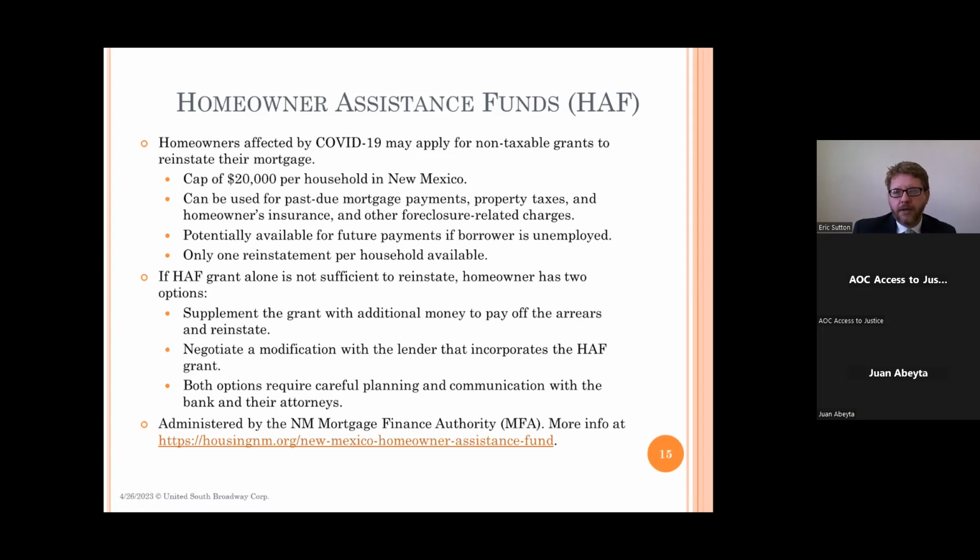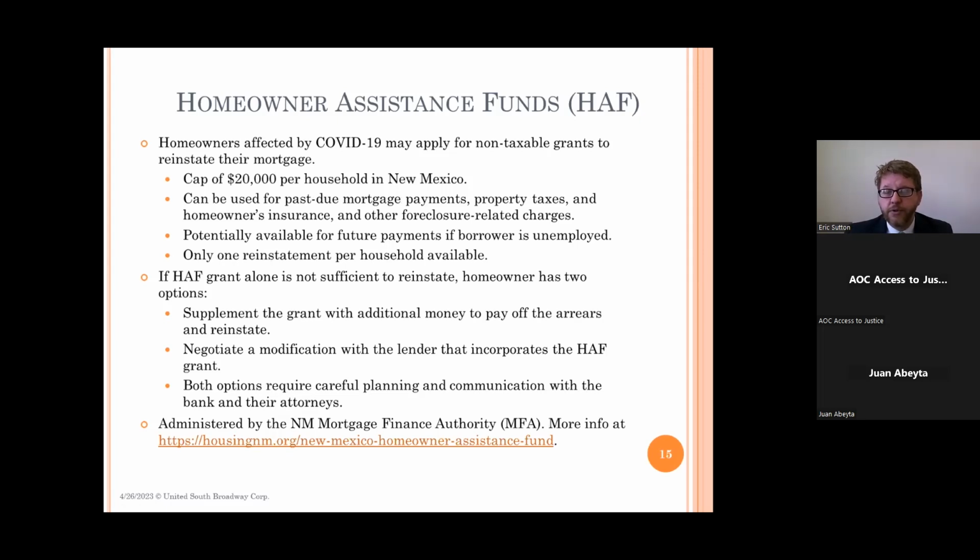We also, as part of some of these options, now have the Homeowner Assistance Fund program. It's a federal program. Homeowners can apply for non-taxable grants to catch up on their mortgages. Usually it's just to reinstate. There's a cap of $20,000 per household in New Mexico. That money can be used for past due mortgage payments, property taxes, homeowners insurance, and other foreclosure related charges in order to bring the loan current.